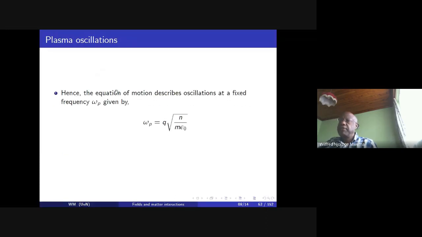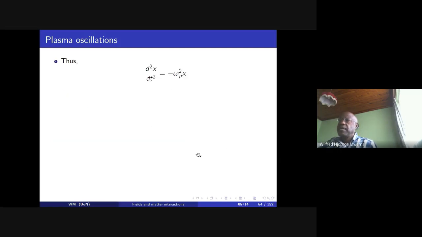And therefore, the equation of motion describes oscillations at a fixed frequency omega_p, given by omega_p = q times the square root of n divided by m epsilon_0. And omega_p is therefore referred to as the plasma frequency, and is a characteristic of that plasma.